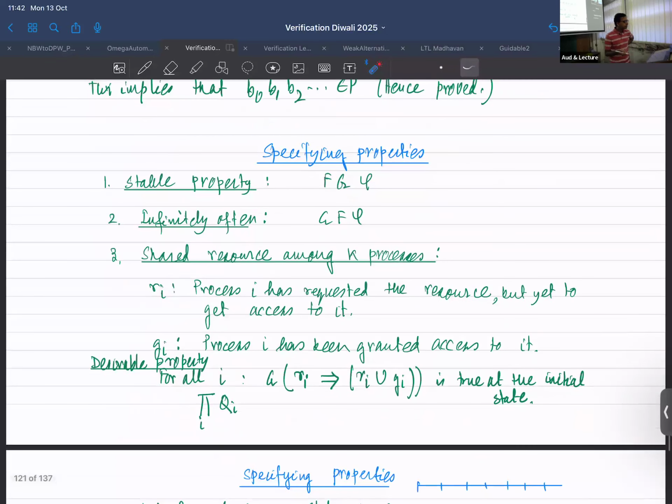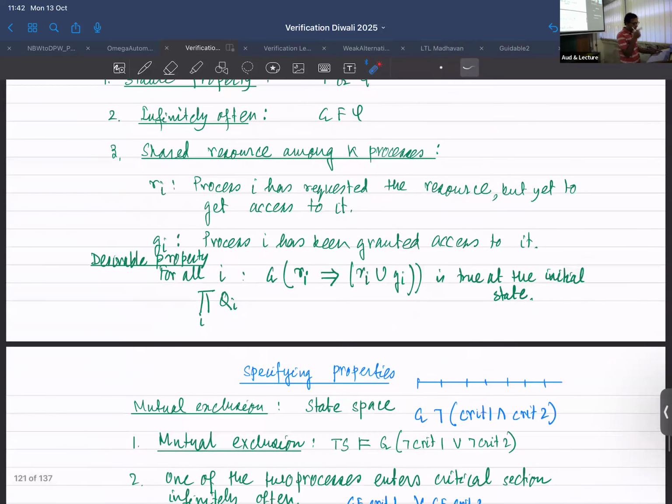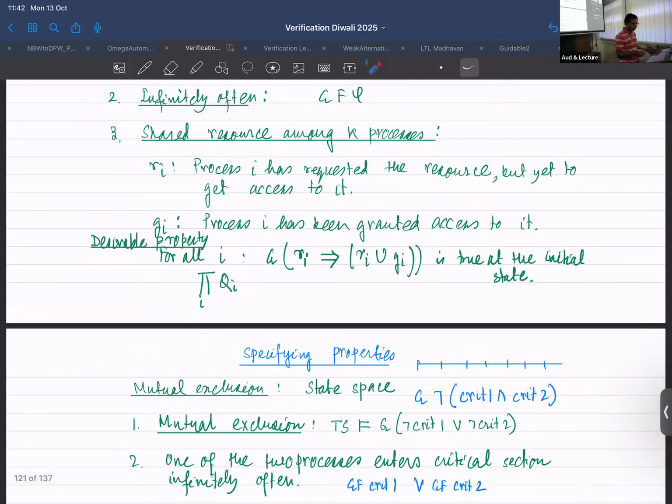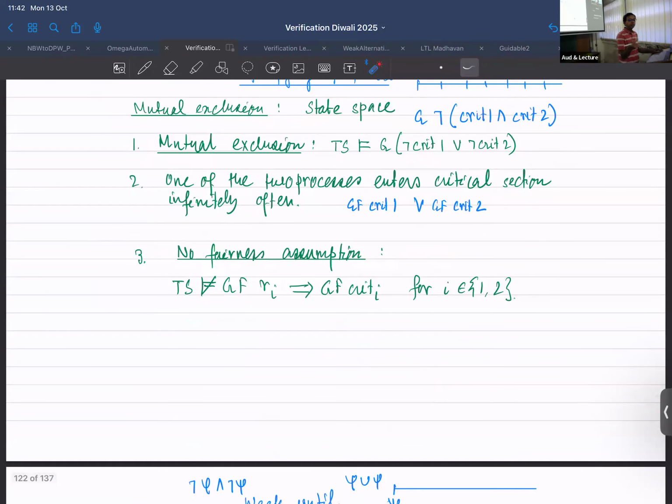Good. And we also looked at certain examples like stable properties, which is eventually globally, which is like a co-Büchi kind of thing. Then you can also talk about infinitely often, right? Which is like a Büchi thing and so on. And we also saw, if there are k processes, then if there is a request, it will be granted eventually, and until it is granted, you'd like to stay in the request state and so on and so forth.